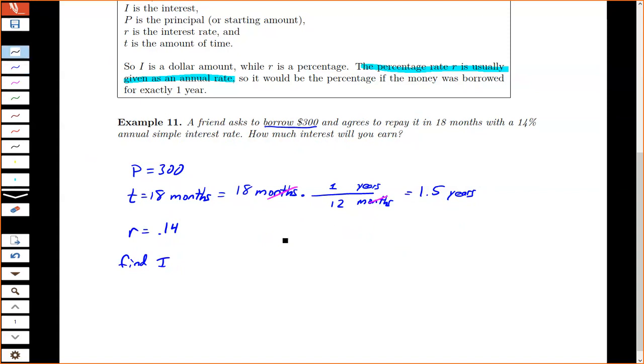So our formula was I equals PRT. I want to find I, so great. We have 300 times 0.14 times 1.5, and I multiply those up on my calculator, and we get 63. So how much interest will you earn? $63.